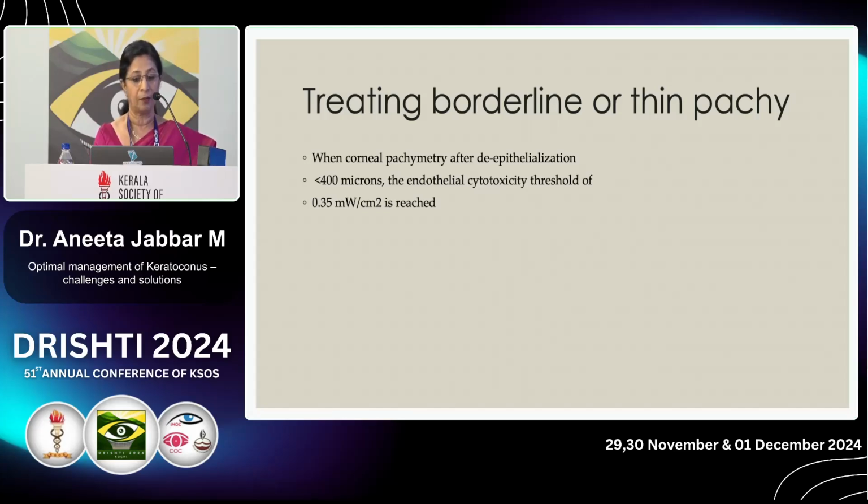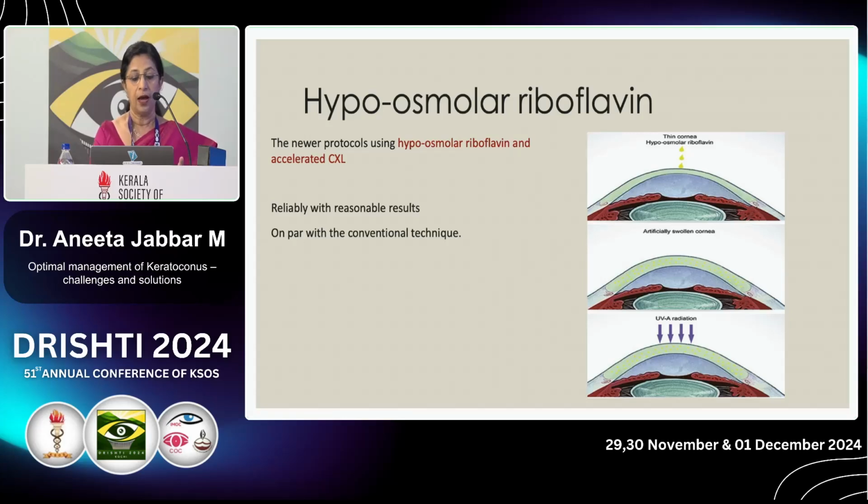When the corneal pachymetry after removing the epithelium is less than 400 microns, the endothelial cytotoxicity threshold is reached. So there is a chance of endothelial burning. So newer protocols like using hypoosmolar riboflavin, which can swell up the cornea a little bit, but due to the desiccation over time, the swelling will come down. So you can use an accelerated CXL with the hypoosmolar riboflavin.